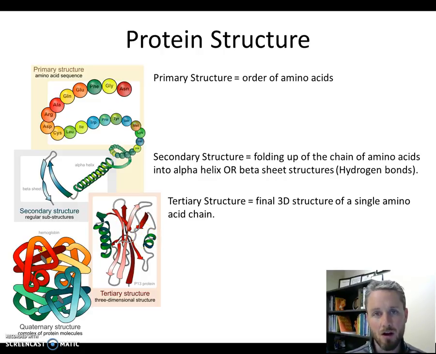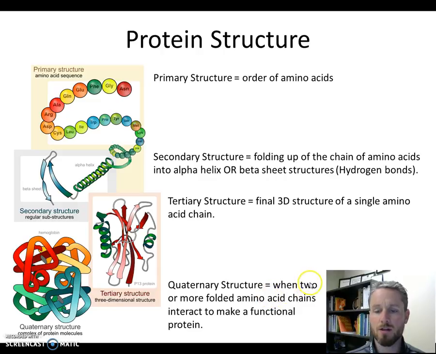Some proteins, not all, but some proteins have one more level of structure called quaternary structure. Quaternary structure is when 2 or more of these folded up amino acid chains come together to perform their final function. So again, some proteins require 2 different chains to work together. Some proteins can function by themselves at this tertiary structure level.